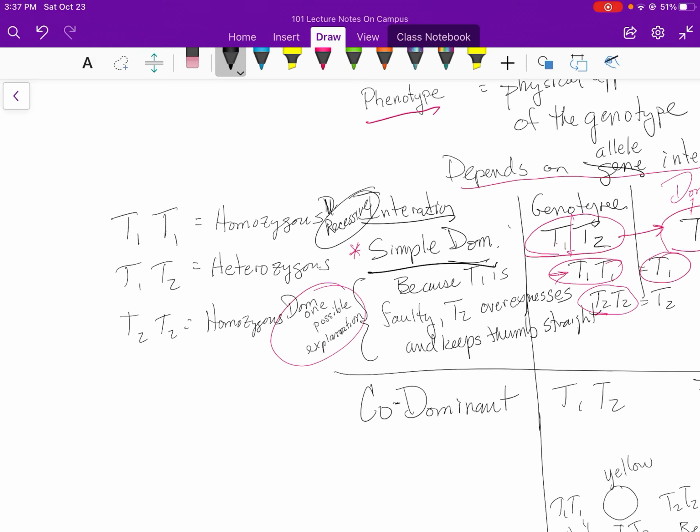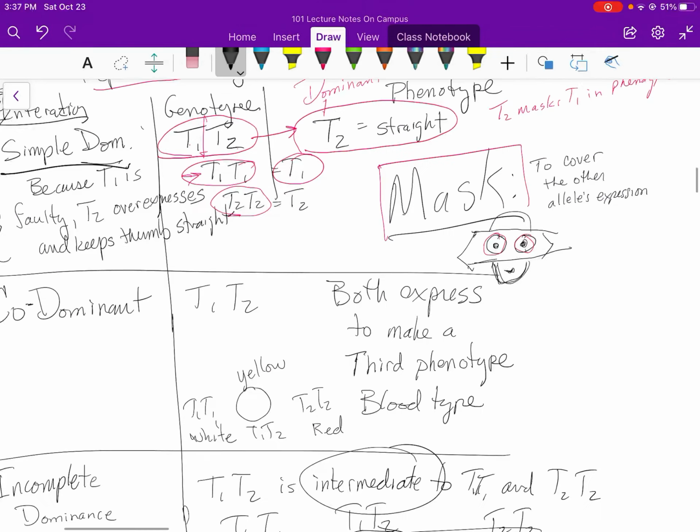Recessive alleles are not less likely to be inherited. They just are less likely to show up in the presence of the dominant allele. So they only show when there's two of the same kind. All right, so let's look at some of the other interactions. I'd just like you to know what these are.